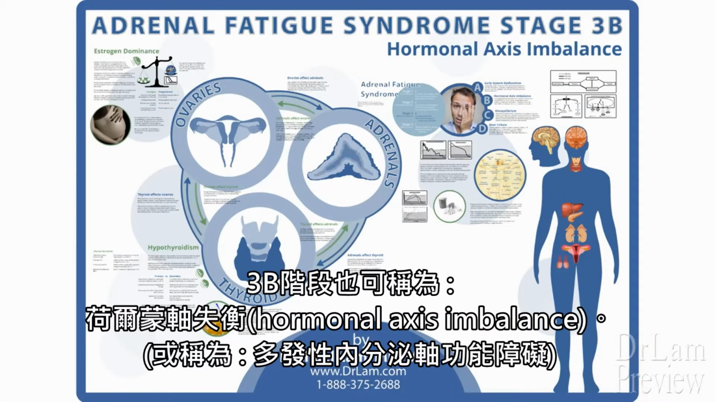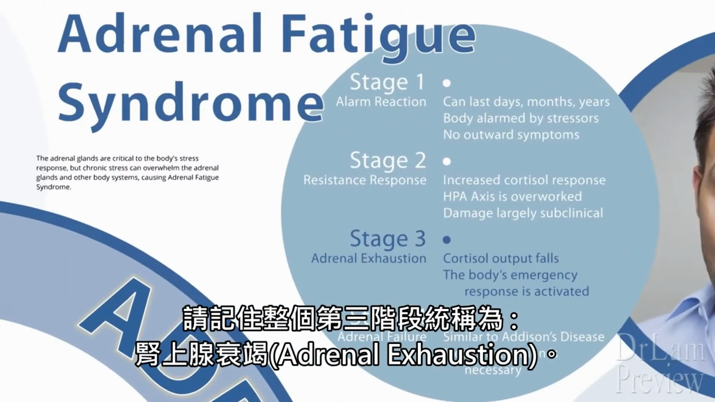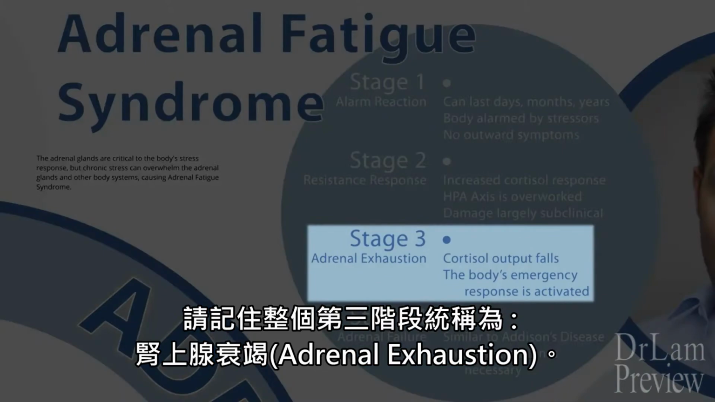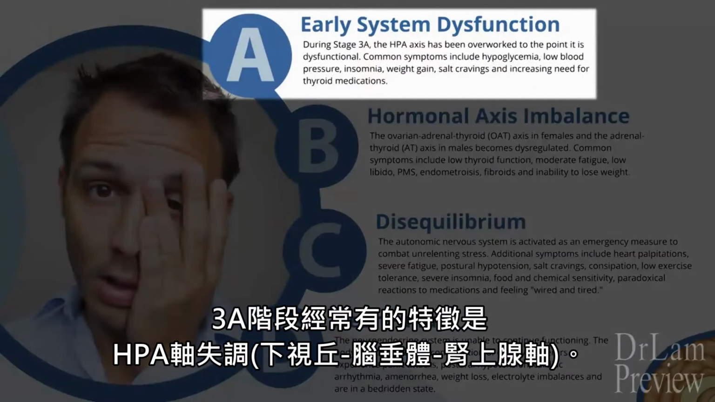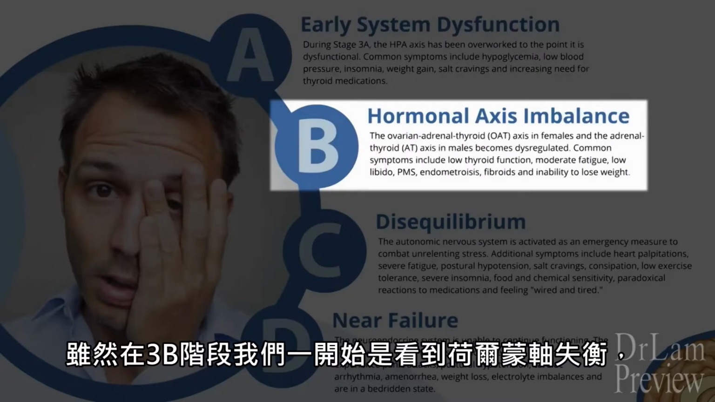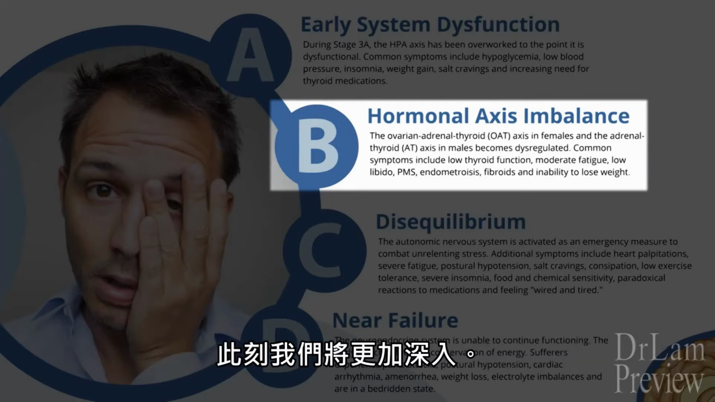Stage 3B is also called hormonal axis imbalance. Remember that the whole Stage 3 itself is called adrenal exhaustion. It has 4 phases, and Stage 3A is usually characterized by HPA axis dysregulation, while in Stage 3B we're starting to see a hormonal axis imbalance, which we're going to go into more now.